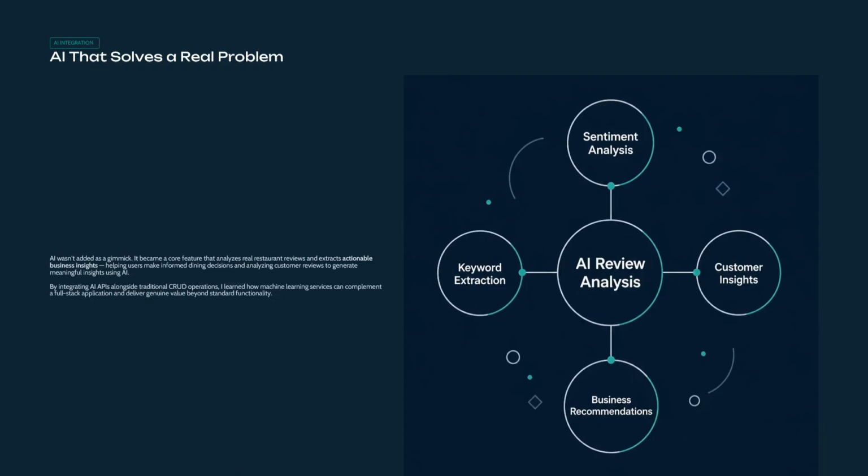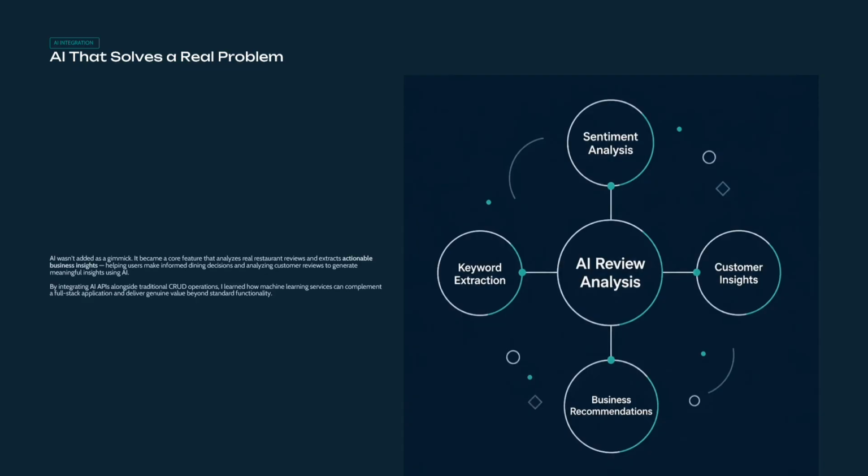AI integration. AI that solves a real problem. One of the unique features of this project is the AI integration. Instead of using AI just as a separate demonstration, I integrated it into the application as a real feature. In this project, AI is used to analyze customer reviews. When customers leave reviews, the AI processes that feedback and generates meaningful insights. This helps in understanding what customers like, what they are not satisfied with, and the overall sentiment of the reviews.